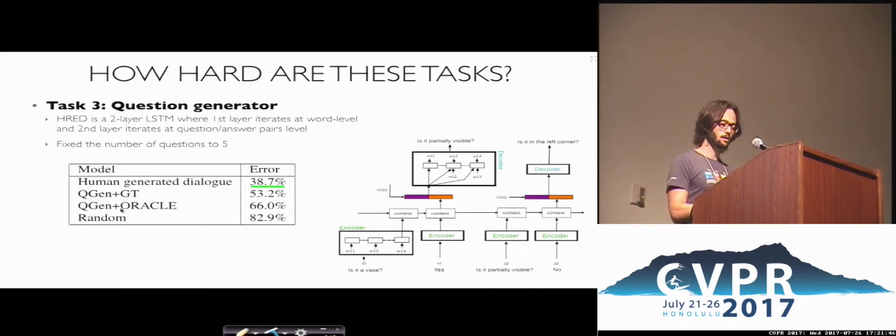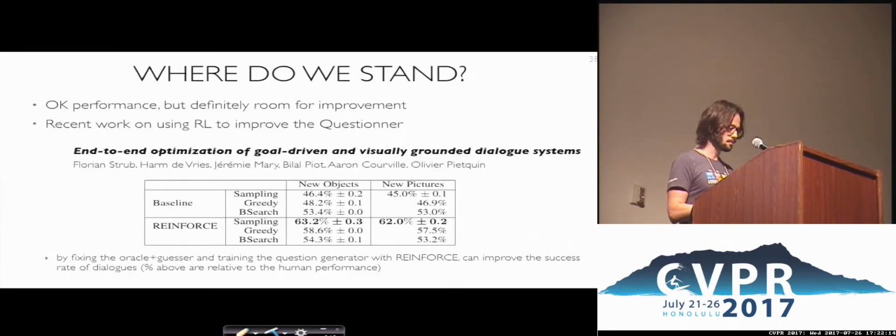Now, if we use the generator that's either trained on the ground truth or trained on the actual output of the oracle, we're at like 50%, 60%, so not super great. 50% is not chance because there are multiple objects, so that's not entirely bad. So it suggests that the task is solvable, but it's definitely not trivial. You see that random would have been like 82%. So we're better than random with the simple baseline, but there's still some room to go.